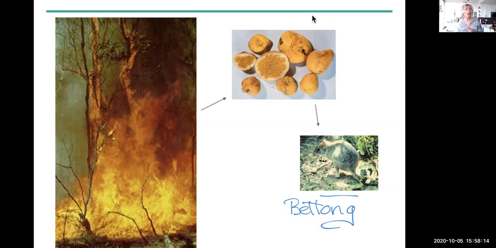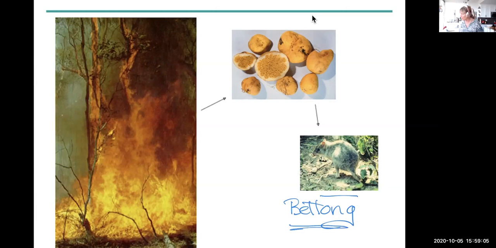But one effect of that is a buildup of fuel. It's called a fuel load. So you get lots of branches and dried leaves. So if there is a fire, it's a big fire. All ecosystems, well, I shouldn't say all, most ecosystems have a fire component to their abiotic variables. It occurs from lightning, for example. It's just a natural thing. And many ecosystems are adapted to having periodic fires.